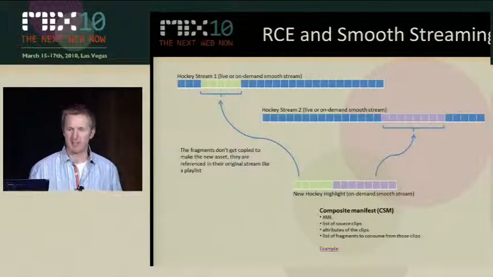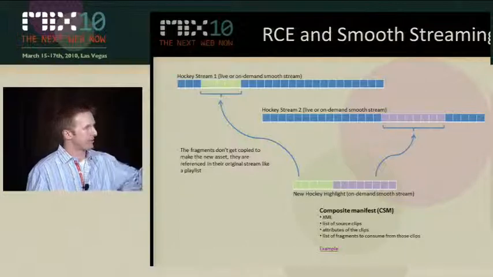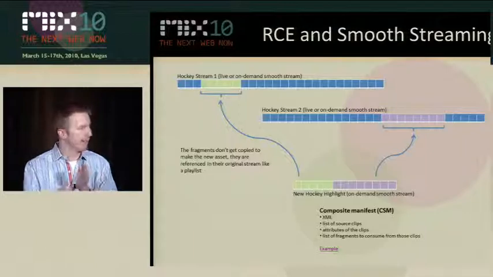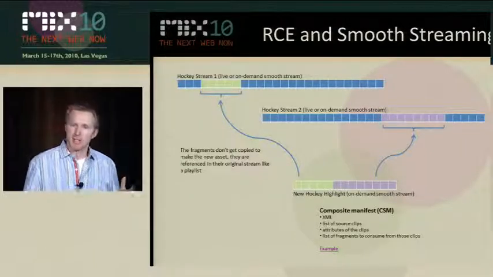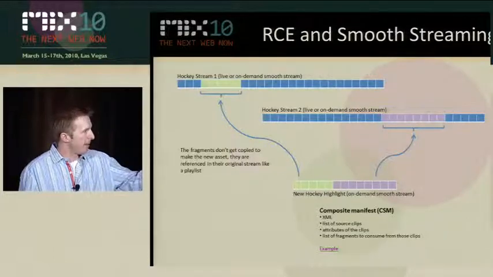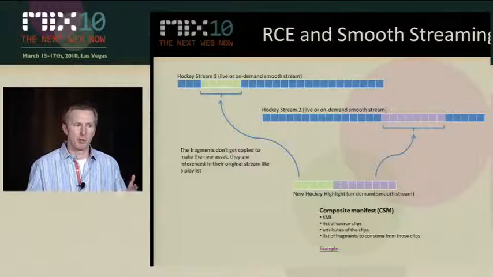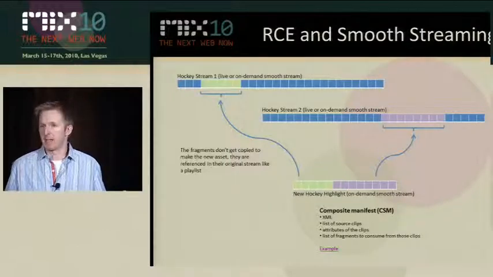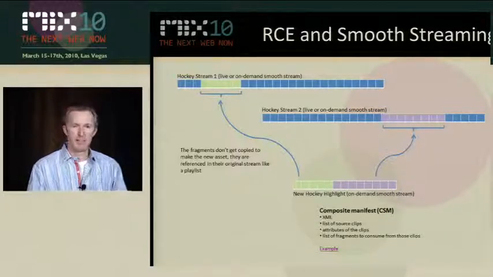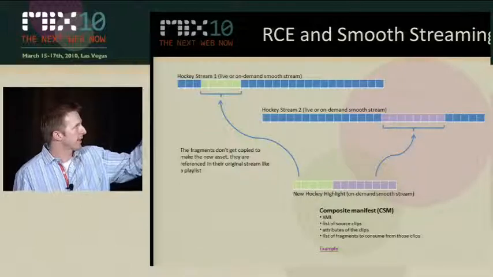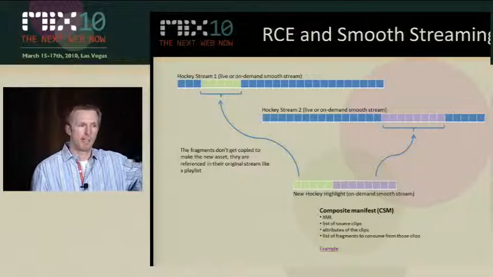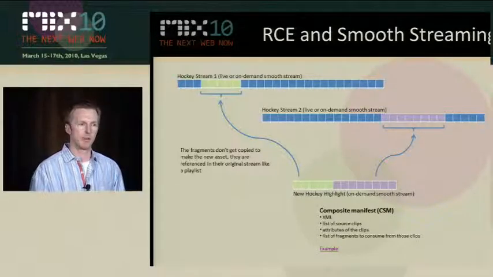So the basic concept here is that with smooth streams, we've already taken that stream and broken it up into little 2-second chunks. So essentially all I have to do to assemble a new asset is to create a composite manifest, which is another way of thinking of it as a playlist. So essentially I have an XML document, which is my composite manifest. It points at each of the source streams, so Hockey Stream 1, Hockey Stream 2, and then specifically within those streams, it points at the individual fragments within that stream that I want to play.